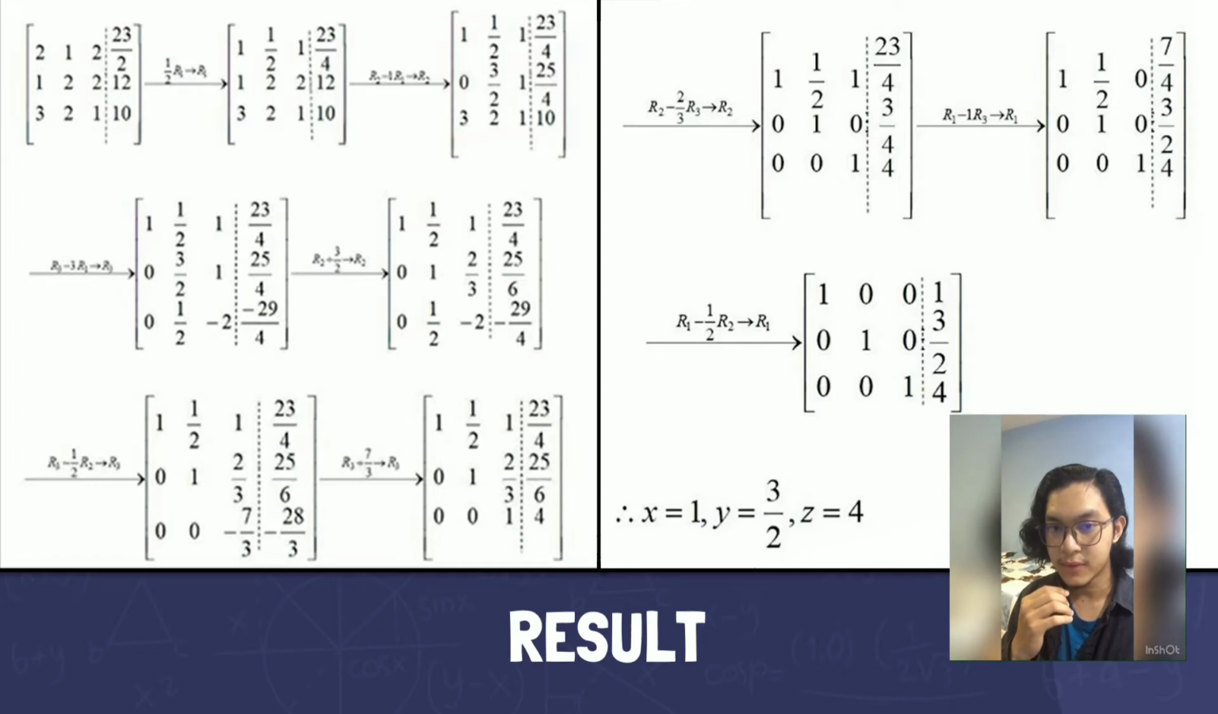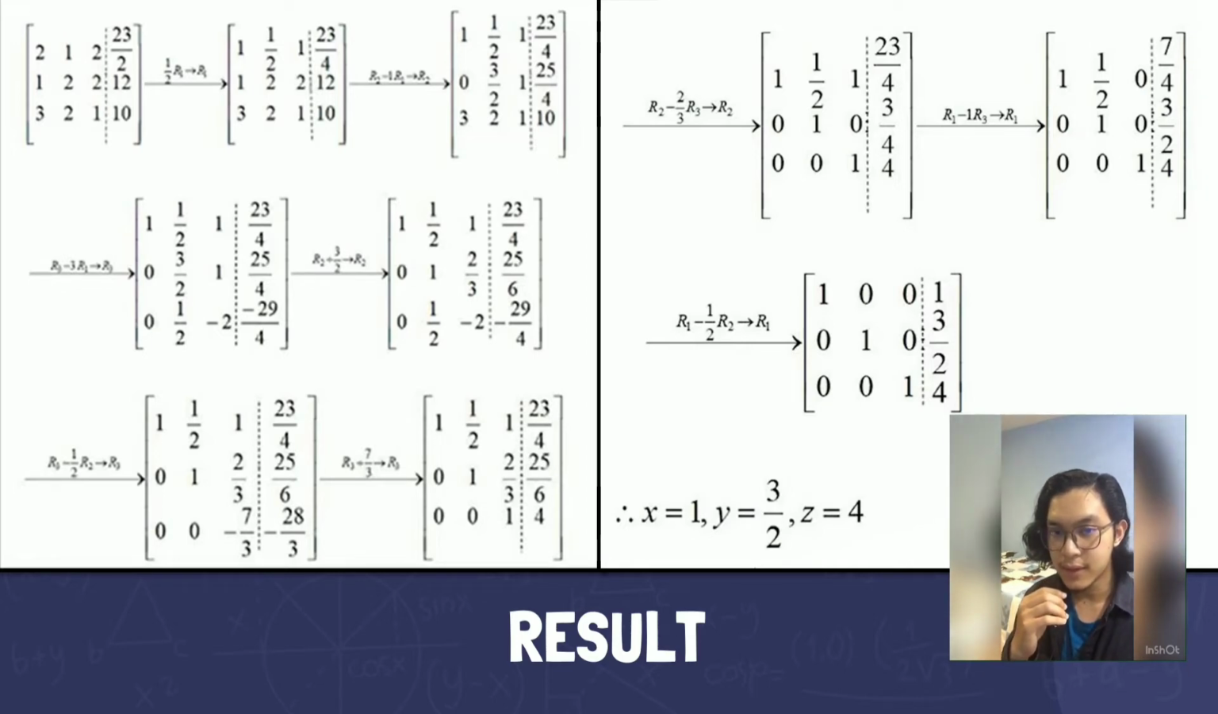I will be explaining the calculation for the problem statement with the Gauss-Jordan elimination method. So we must first turn the problem statement into an augmented matrix. I will be describing the augmented matrix from left to right and top to bottom. So row 1 will be 2, 1, 2, 23 over 2. For row 2: 1, 2, 2, 12, and row 3: 3, 2, 1, 10.